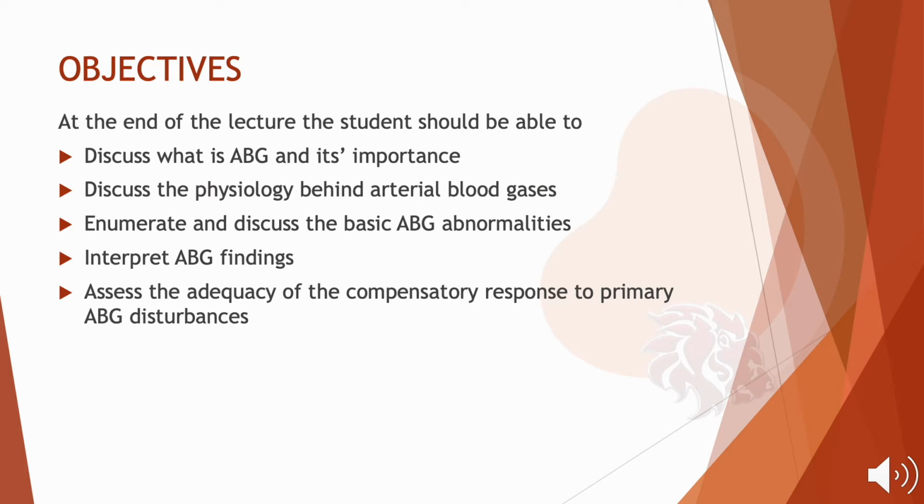At the end of the lecture, the student should be able to discuss what is ABG and its importance, discuss the physiology behind arterial blood gases, enumerate and discuss the basic ABG abnormalities, interpret ABG findings, and assess the adequacy of the compensatory response to primary ABG disturbances.